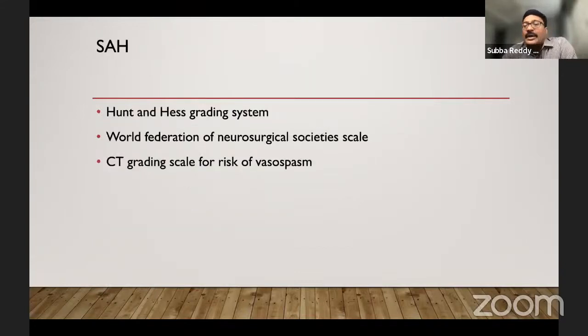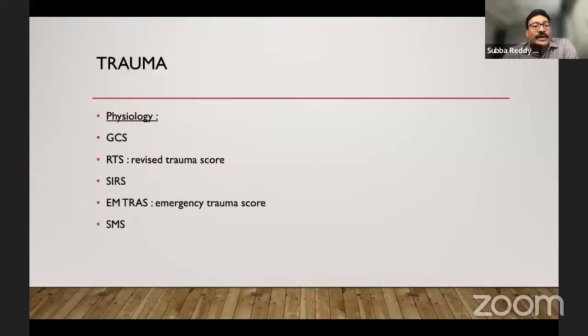If you look at subarachnoid hemorrhage, if you're working in a neuro critical care unit, you get subarachnoid hemorrhage patients, and then you have different scoring systems for SAH. You have the Hunt and Hess grading system, we have the World Federation of Neurosurgical Societies scale, and we have the Fisher scale, a CT grading to look for vasospasm.